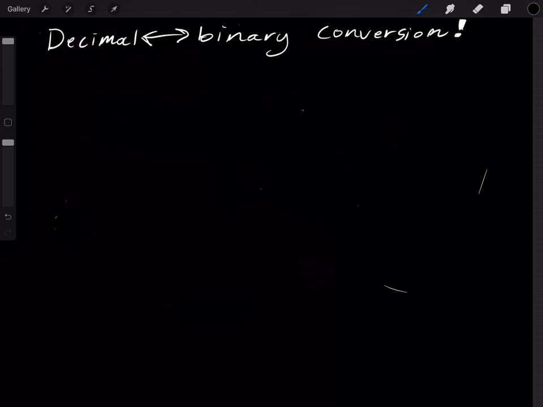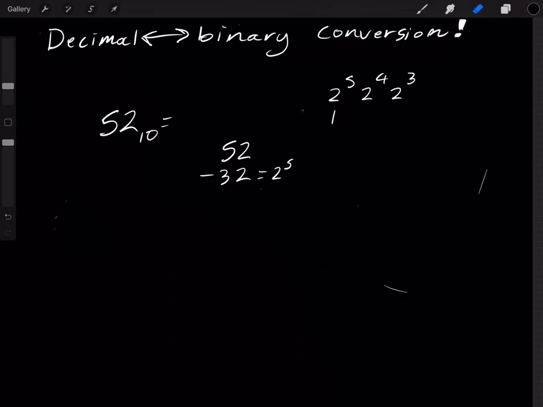Let's do another one here. So you have 52 base 10. That's going to equal... see, 52, you have 2 to the 5th, right? So you have 52 minus 32, right? Because this equals 2 to the 5th power, right? So you can start in the 2 to the 5th place here. So that's going to be a 1, right? Then you have 2 to the 4th, 2 to the 3rd, 2 squared, 2 to the 1, and 2 to the 0.